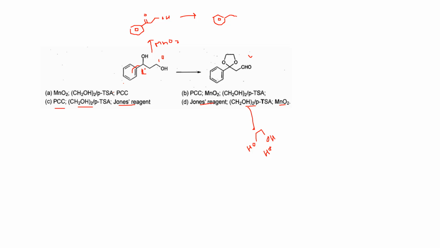Now why are we not oxidizing this one? If you would oxidize this part and add the protecting reagent, what would happen? It would protect at this place. Then that is not our desired product, okay? So that's why we are oxidizing this secondary alcohol first and then we are protecting it with the protecting reagent.